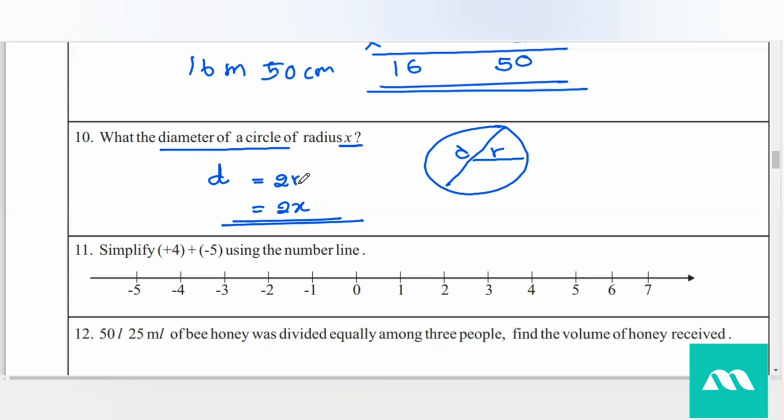Then the diameter is equal to 2x. You can remember that the diameter is twice the radius.